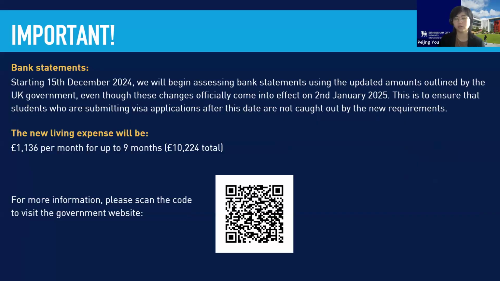So as you're probably aware, last year in December, UKVI increased the living expenses from £9,207 to £10,224 now. So £10,224 is the amount that we are using to work out your required funds. You can scan the QR codes to find out more information.